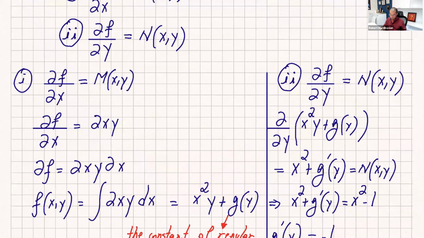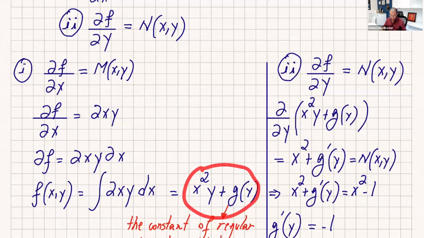So number 2, we're going to use this df/dy equals N of x, y. But what you need to do is just take the derivative of f with respect to y. We have our f of x, y here. So if I do that, the derivative of x squared y is going to give you x squared, because again, x squared is a constant, and the derivative of g of y, we don't know what g of y is, we can just write g prime of y.